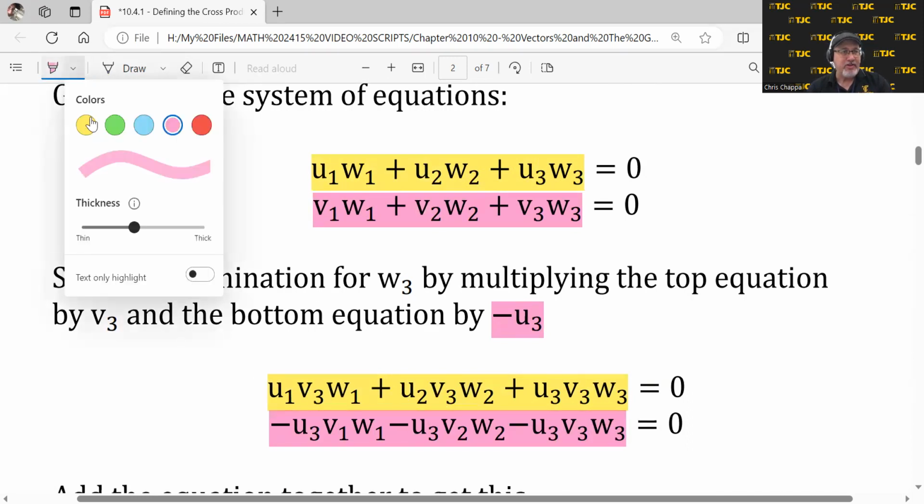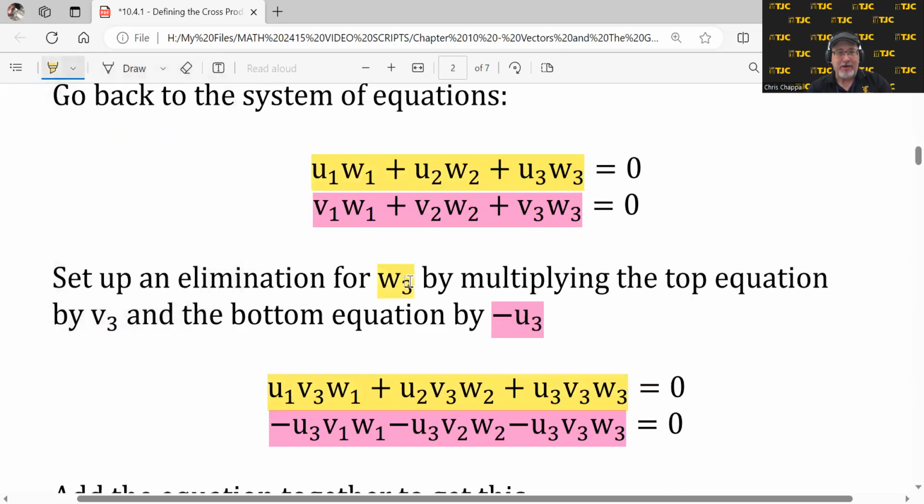I do plan on saving this PDF that I'm highlighting to make available for anybody who wants it. So I want to make sure the color coding is consistent.